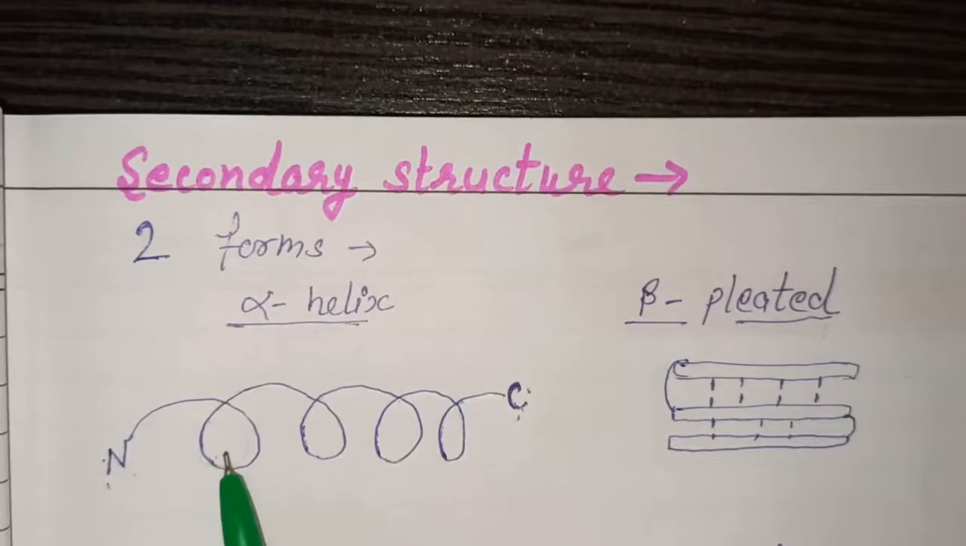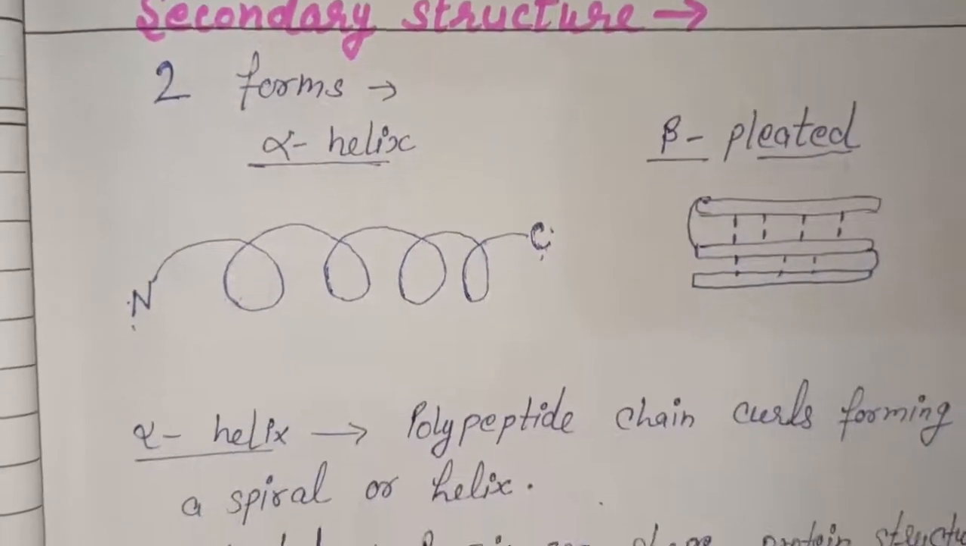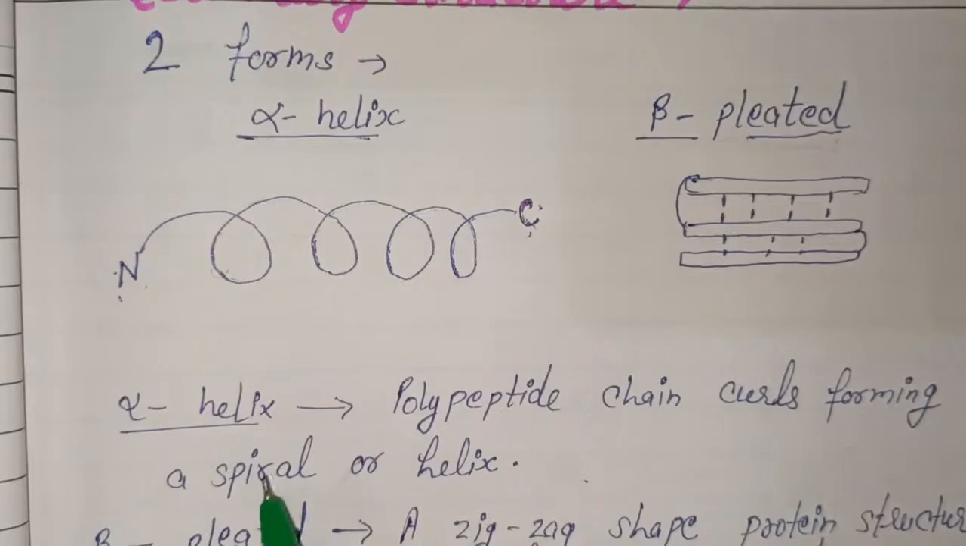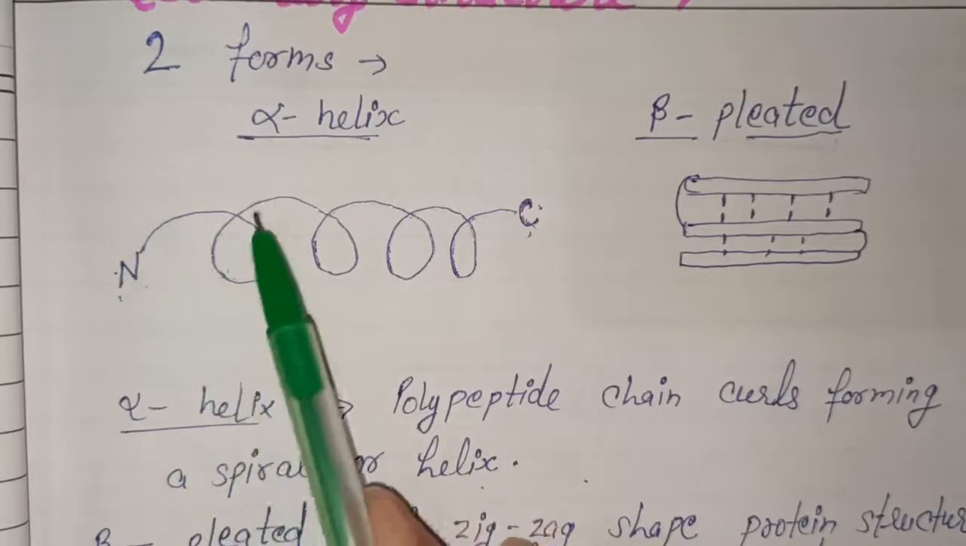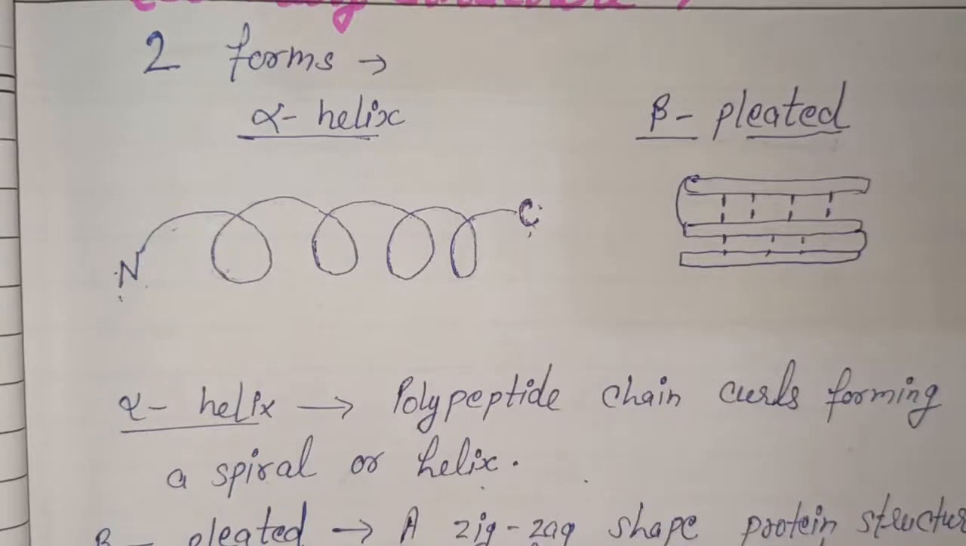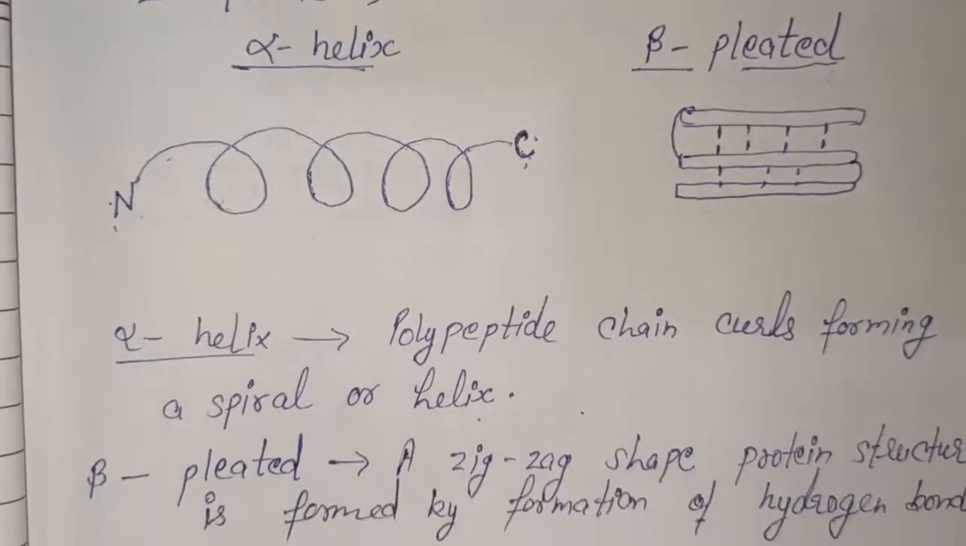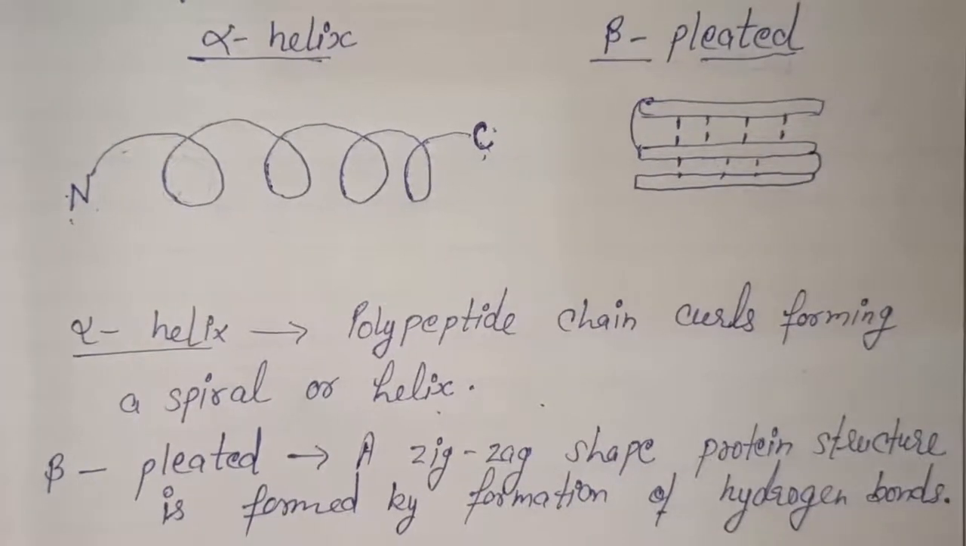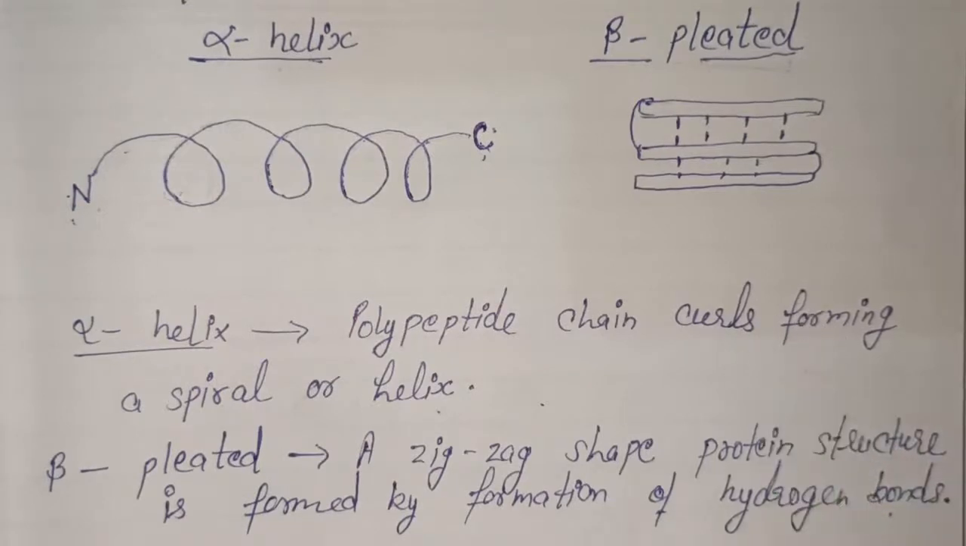Now you can see here in alpha helix form, polypeptide chain curls forming a spiral or helix. Okay, and these helices are always right-handed helix. Always right-handed helix will be formed here in the secondary structure of protein. And in beta pleated form, a zigzag shaped protein structure is formed by formation of hydrogen bonds. As you have seen in the structure, hydrogen bonds are present. So a zigzag shaped protein structure is formed in beta pleated form. So this was about the secondary structure of protein.